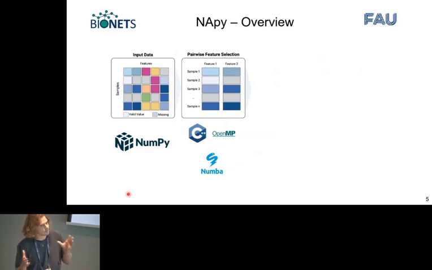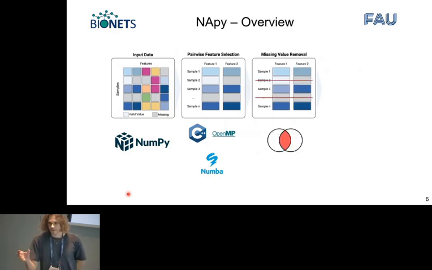And of course, this is then an intrinsically parallel task because those are all independent computations that are happening. And so this is where we made use of shared memory parallelization using OpenMP or just using Numba itself in order to speed up this process.